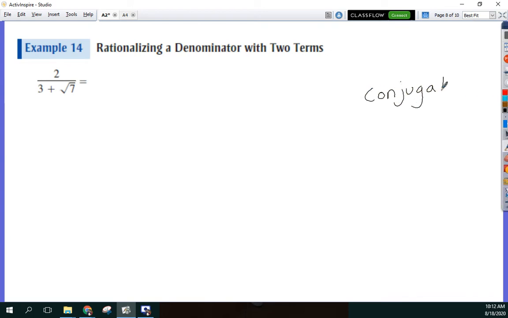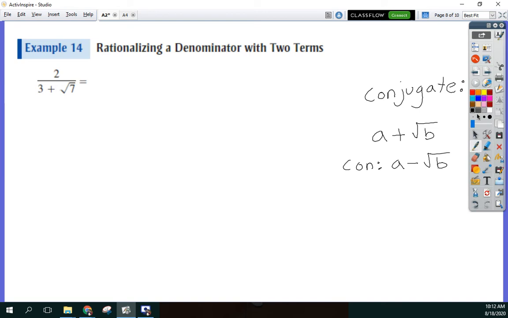So hopefully we remember from Algebra 2. If we don't, here's our refresher. Anytime that I have a plus the square root of b, the conjugate is going to be a minus the square root of b. And vice versa. If I have a minus the square root of b, then the conjugate would be a plus the square root of b. And that's what we want to multiply by instead.